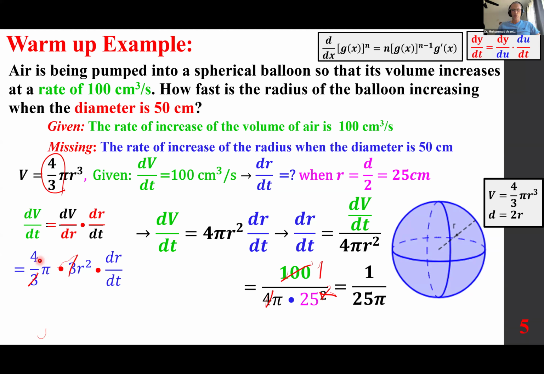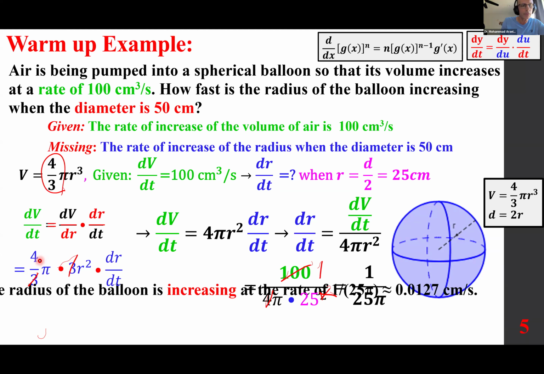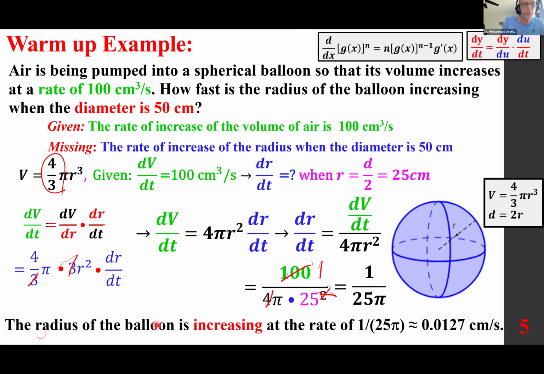And so we write the radius of the balloon is increasing. Why is it increasing? This is positive. At the rate of precisely 1 over 25 pi, or roughly 0.0127 units of the radius over units of time, centimeters per second. We should answer it with the proper units, and the units, just look at the formula, you should be able to come up with the answer.